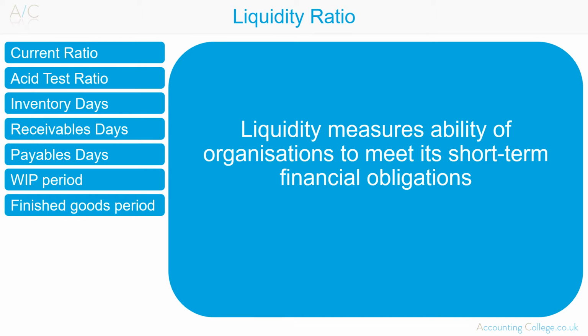Liquidity ratios. Liquidity measures an organization's ability to meet its short-term financial obligations. Even a profitable company may encounter cash flow problems. Liquidity and working capital ratios can be used to give an indication of an organization's liquidity.